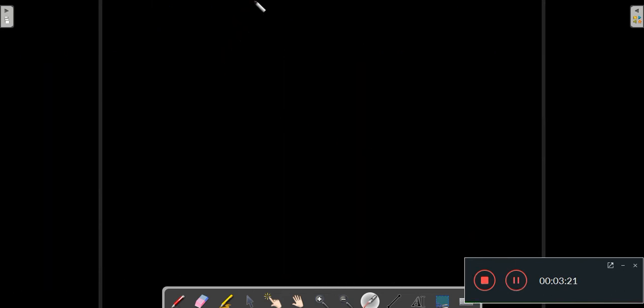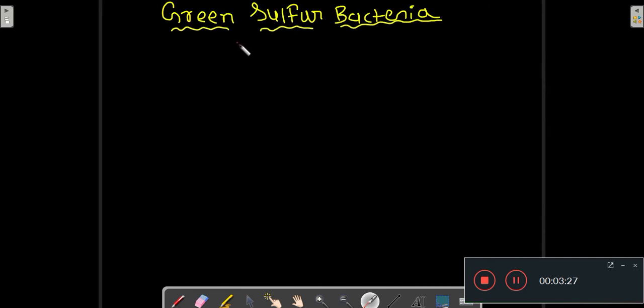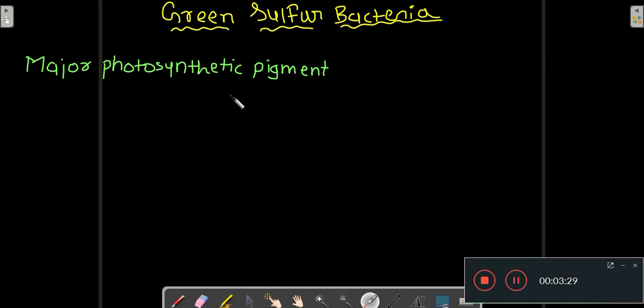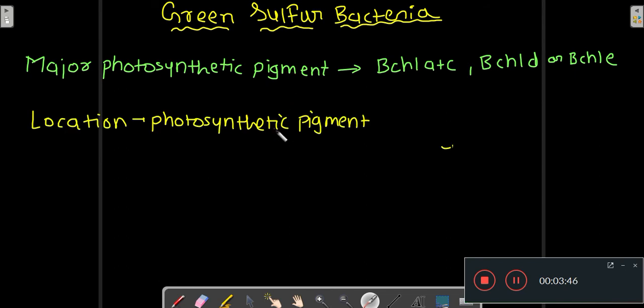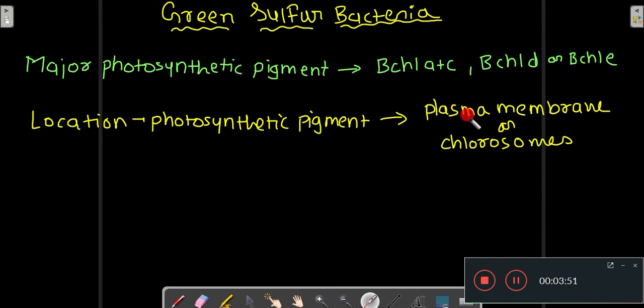Now let's look at the properties of the green sulfur bacteria. The major photosynthetic pigments in green sulfur bacteria are bacteriochlorophyll A plus C, bacteriochlorophyll D or bacteriochlorophyll E. Then the location of this photosynthetic pigment is in the plasma membrane or chlorosomes.